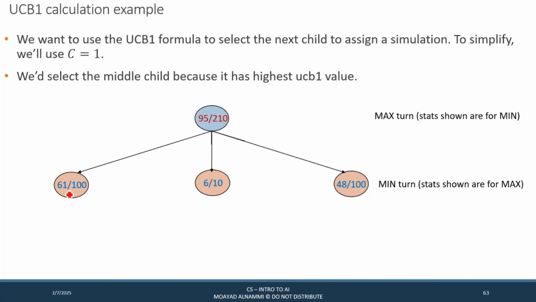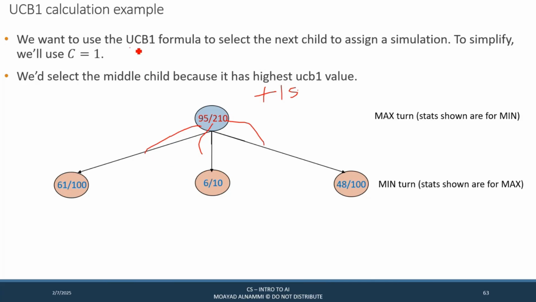In terms of the statistics I'm gathering, one notation we will use is that for the min levels, right? This is the level of the min turn. I'm going to show the statistics for the max player. Okay, so these are the win rates. So at min nodes, we're showing the win rates for the max player. And at max nodes, we're showing the statistics, or the win rates, for the min player, right? So this is important. Now imagine I want to do one more simulation. Which of these children should I allocate a budget to?